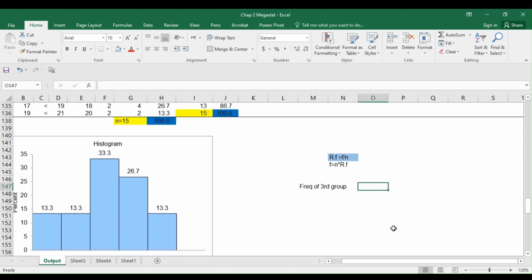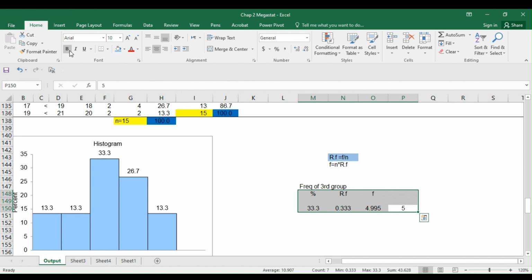So first we see the percentage of the third group. What is this? 33.3. Okay. Then we need relative frequency. How to get relative frequency? Divide this by 100, you get 0.333. Now we can calculate frequency. How? This equals n, 15, times 0.333, which is approximately what, Shabab? This is 5. So we have calculated the frequency using percentages.